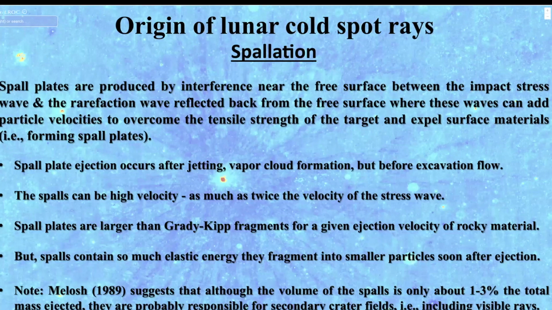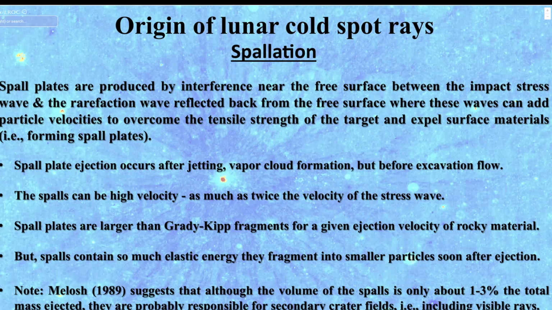We're running off the slide here. So the third mechanism is spallation. Small plates are produced by interference near the free surface between the impact stress wave and rarefaction wave. So there's some reflection back and forth. And so these waves can add particle velocities to overcome the tensile strength of the target and expel surface material, forming spall plates. Got a diagram on this I'll show you in a second.